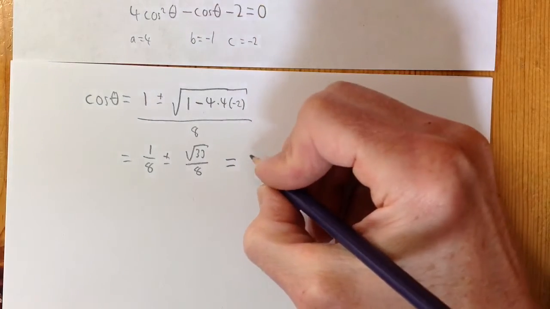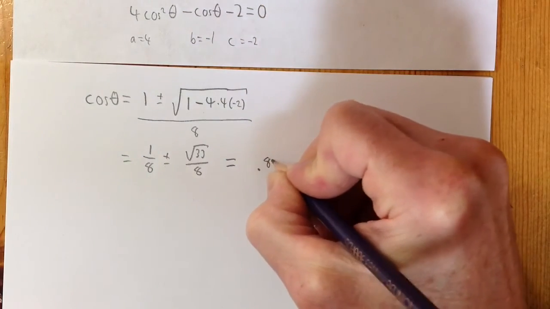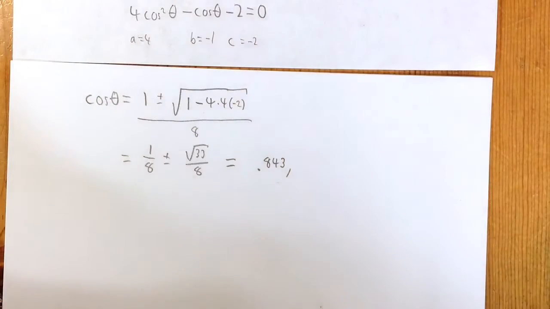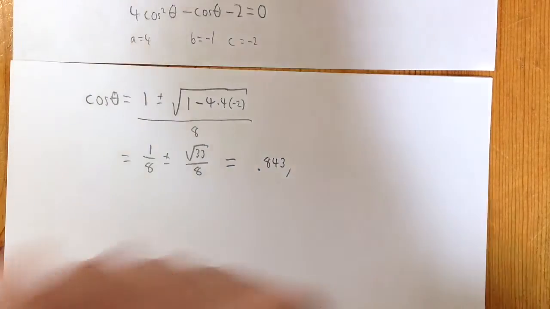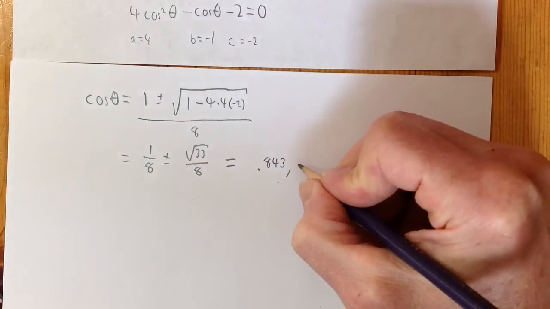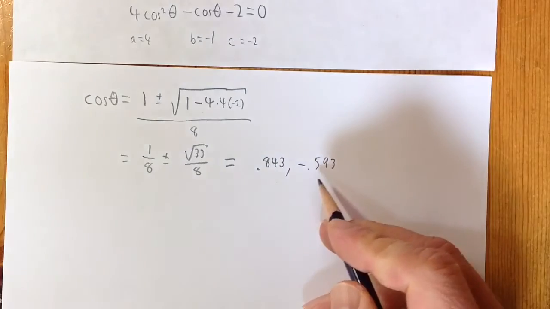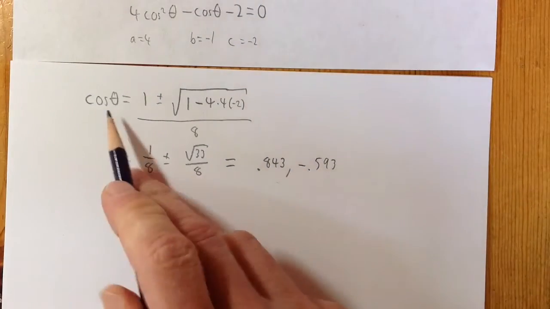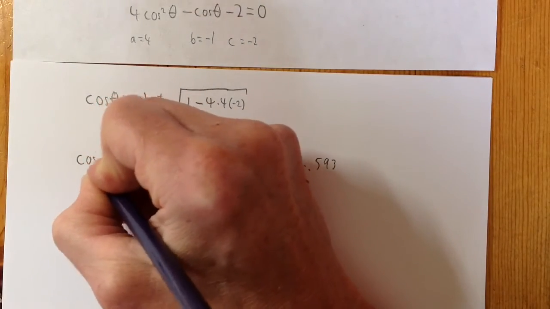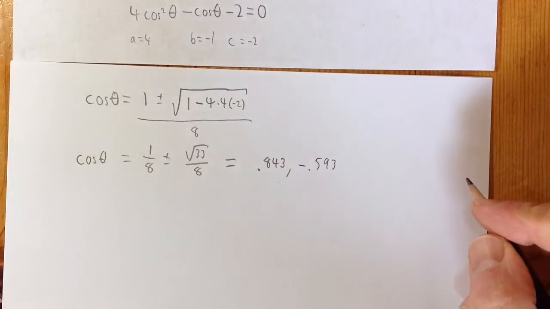Okay, if I do the plus, it's 0.843. And if I do the minus, I get negative 0.593. That's what cosine of theta is equal to, right? Cosine of theta is equal to those values when the second derivative is 0.